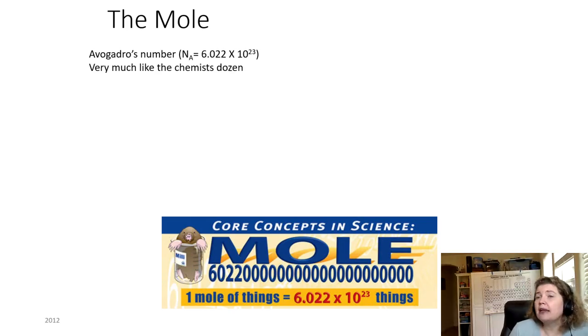So I want you to think of this number very much like a chemist's dozen. It tells us how many things are in a mole. For example, we're used to working with a dozen. If I say I have a dozen eggs, we know that means there are 12 eggs.